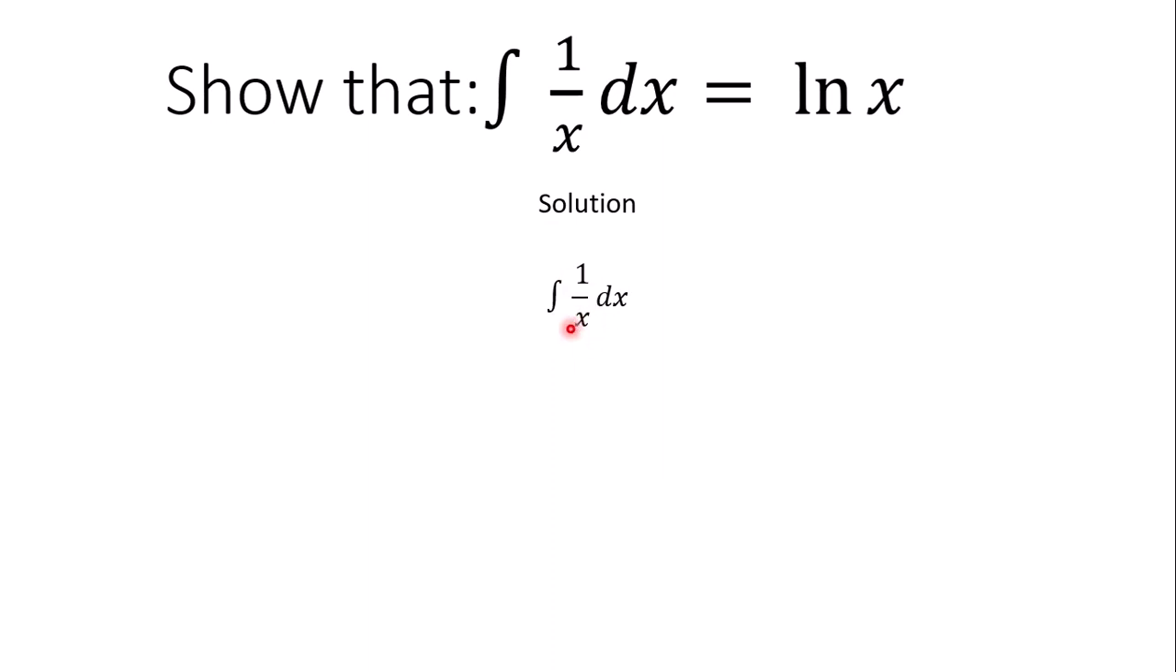Here I'm going to rewrite this one using the negative index law of indices, that is, 1 over a can be written as a raised to the power minus 1. So when we rewrite this one, you're going to get x raised to the power minus 1. Now here I'm going to rewrite this one using natural log. So rewrite x raised to the power minus 1. When we rewrite this one, we are going to get the integral of e to the power natural log of x, to the power minus 1.